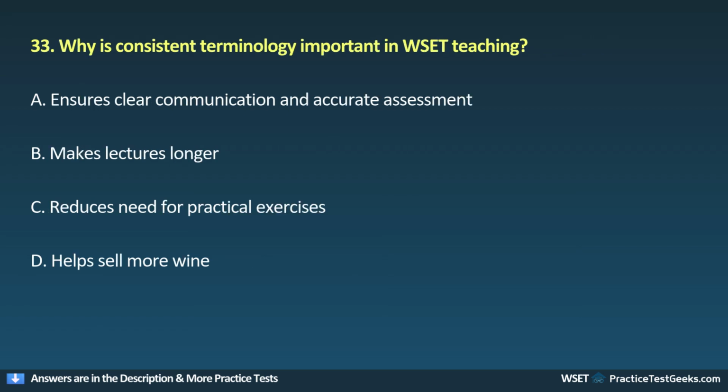33. Why is consistent terminology important in WSET teaching? A. Ensures clear communication and accurate assessment. B. Makes lectures longer. C. Reduces need for practical exercises. D. Helps sell more wine.